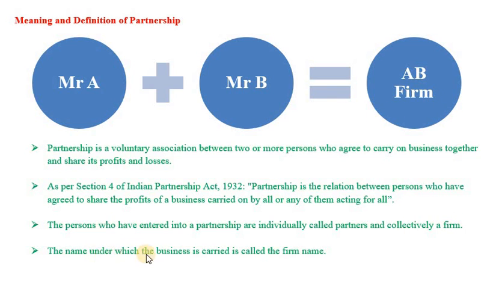The name under which the business is carried on is called the firm name. So the firm name is known as AB firm. The name under which the business is carried on is called firm name.